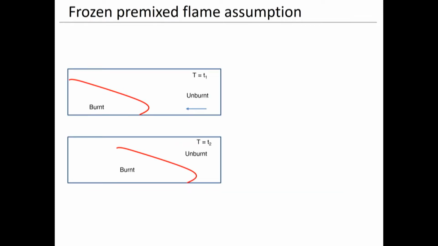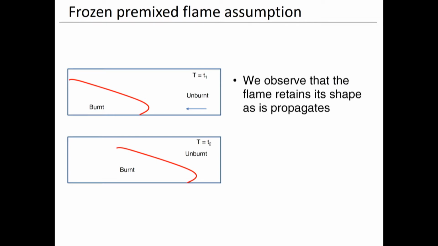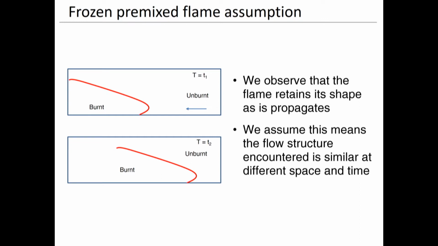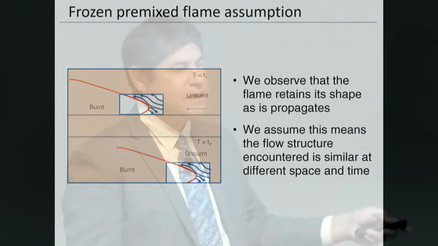And so what the student said is, well, what we notice is that those flame tongues, as they're propagating in front of that cylinder, they kind of look the same. The shape of the flame tongue doesn't actually change very much in time, so the flow is frozen while that flame tongue is propagating, and the flame retains its shape as it propagates. So what we assume is this just means that the flow structure that the flame is encountering is kind of constant in time. So when it's on the left of the cylinder, it has this kind of flow structure, and then it moves down, and even though it's a different spatial location, the flow coming in looks the same. And if that weren't the case, the flame shape would change, right? So it's just an assumption that we're making.